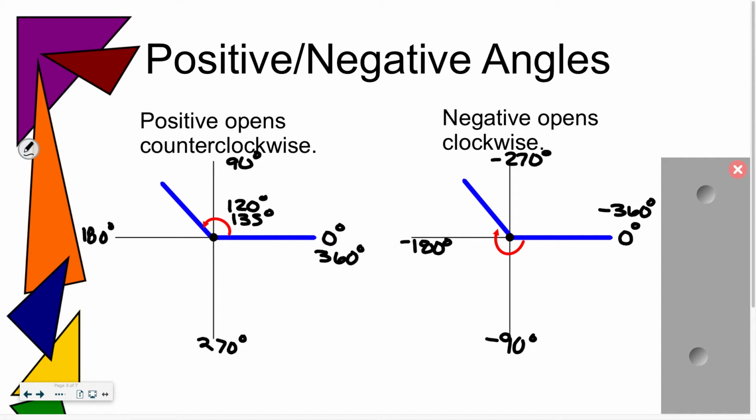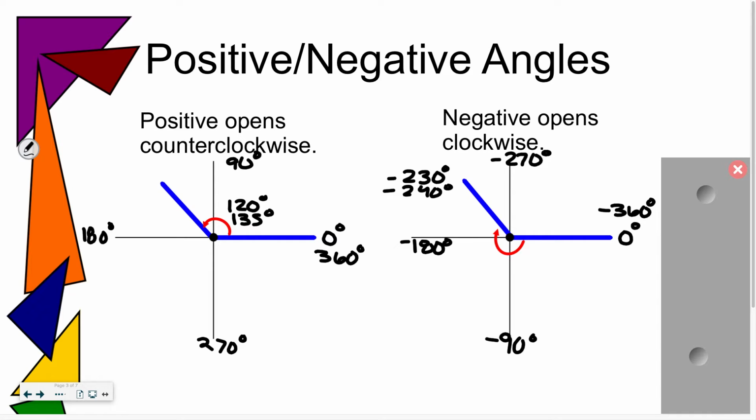Now estimate, just tell your neighbors what you think that measure could be as a negative angle. Maybe... I'm hearing these, negative 230s, negative 240s. Any of those are fine as long as it's in the range of negative 180 to negative 270. And I like that some people are going closer to 270 because it looks closer.